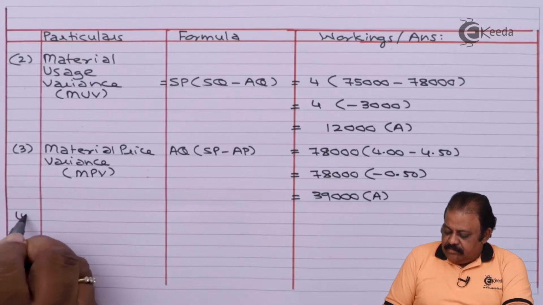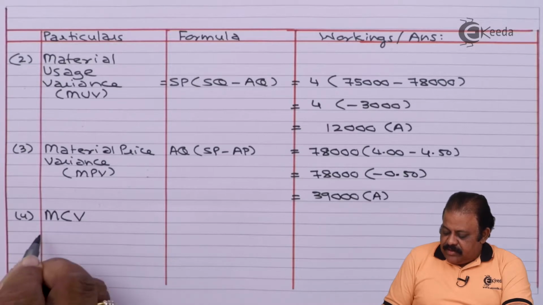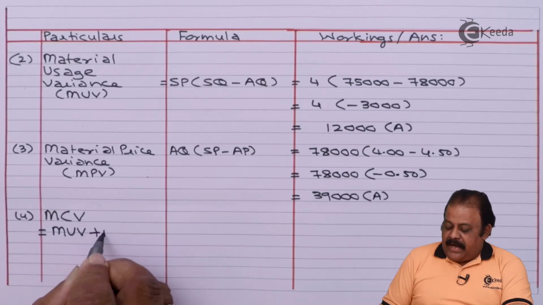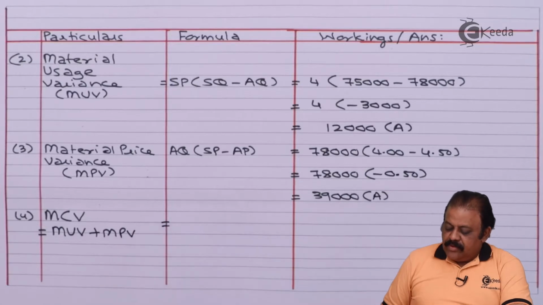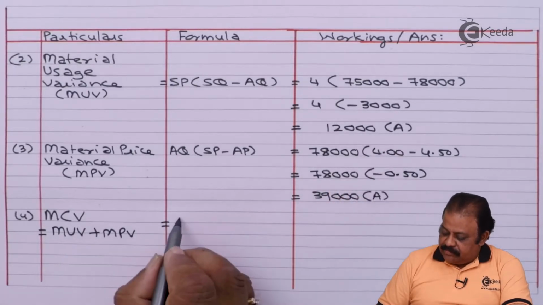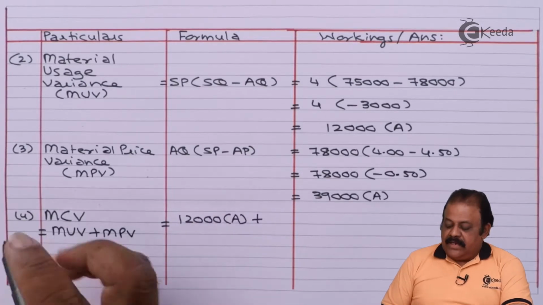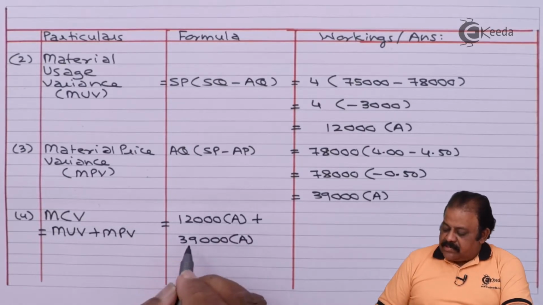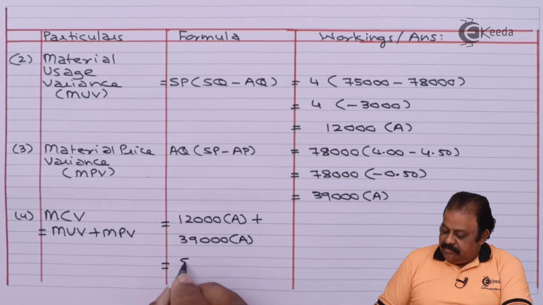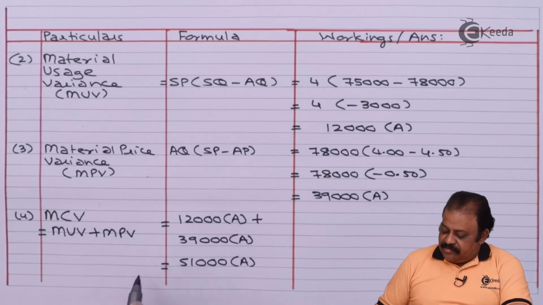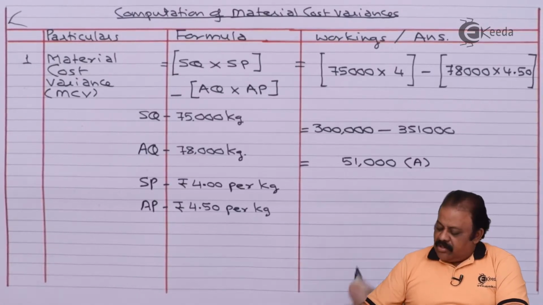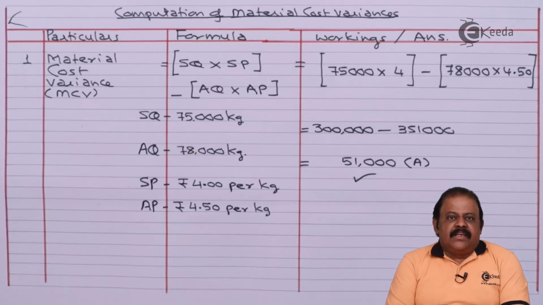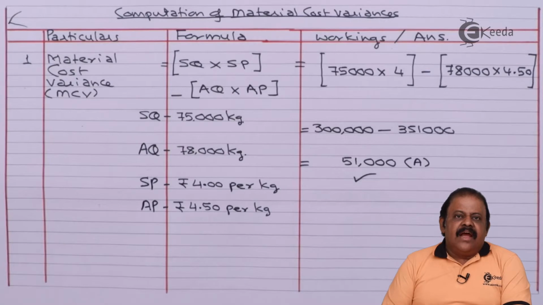Now we can verify. Material cost variance is equal to material usage variance plus material price variance. Material usage variance 12,000 adverse plus material price variance 39,000 adverse. 12,000 plus 39,000 will be 51,000 adverse. We have already calculated material cost variance 51,000. So when we add sub variances, material usage variance and material price variance, we are getting exactly 51,000 adverse.